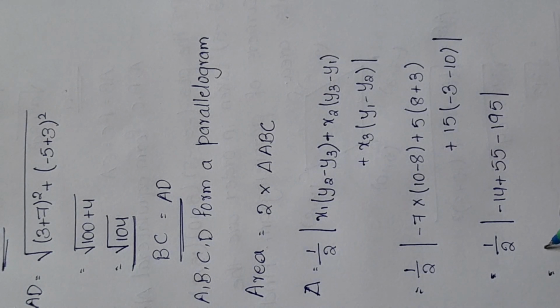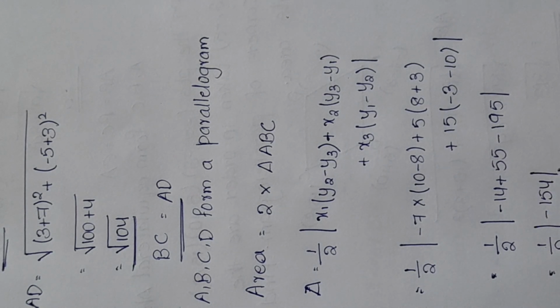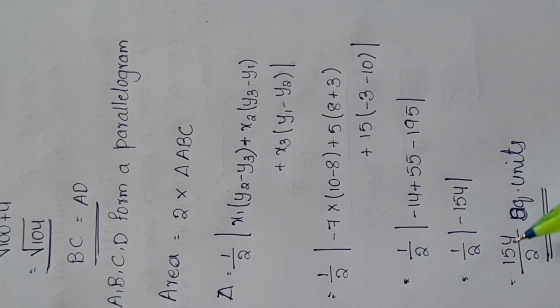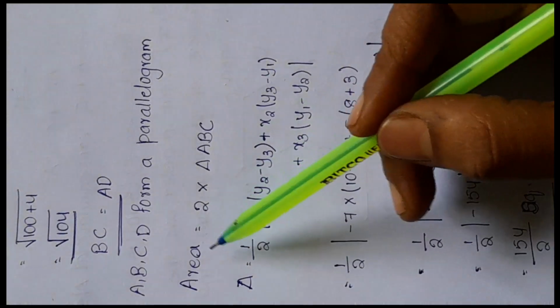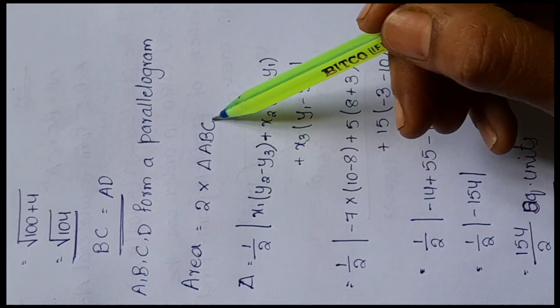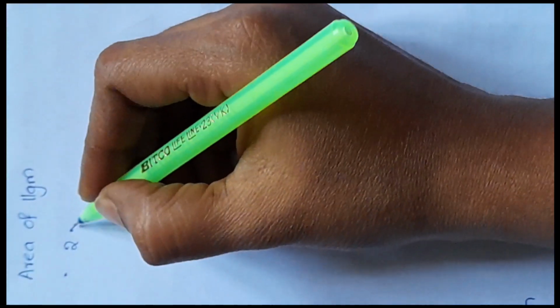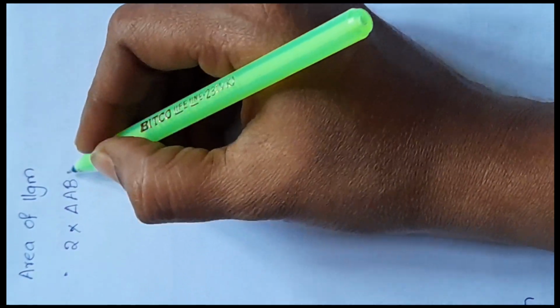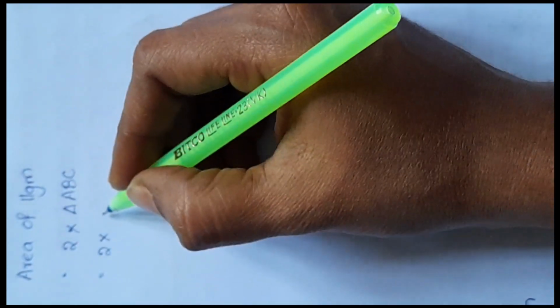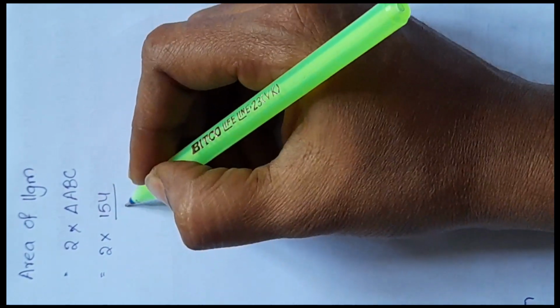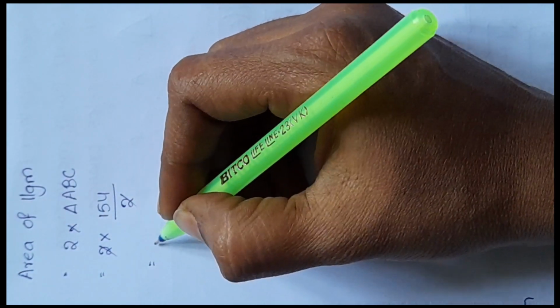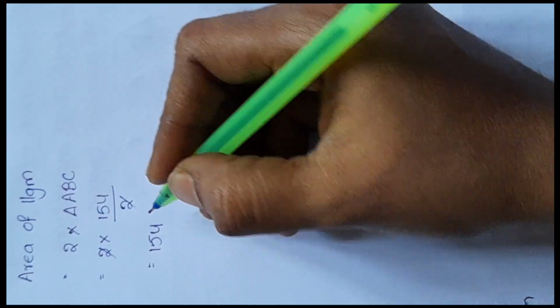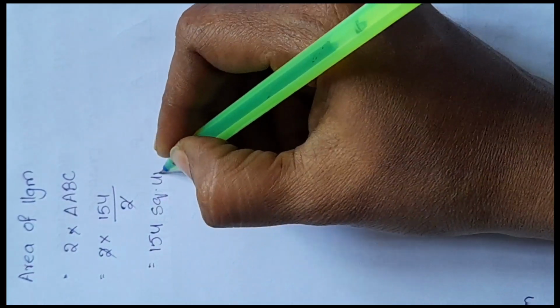On solving this, we get 1 by 2, 154. The area can't be negative. So 154 by 2 square units is the area of the triangle. Now the area of the parallelogram is 2 into area of triangle ABC, which is equal to 2 into 154 by 2. The 2 gets cancelled. Area of the parallelogram ABCD is 154 square units.